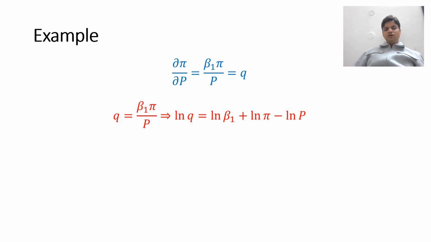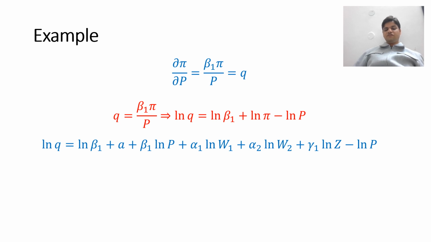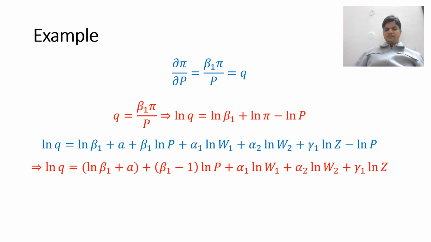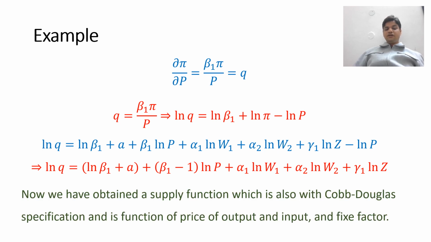Now if you work upon these, so it is applying log on both sides. So log Q equals log β1 plus log π minus log p. Now you have to substitute the expression for π here. So we have substituted the log π expression, which was the Cobb-Douglas profit function. Then collecting terms, we get these. And now we have obtained a supply function which is also Cobb-Douglas specification and is a function of price of output, price of input and fixed factor.